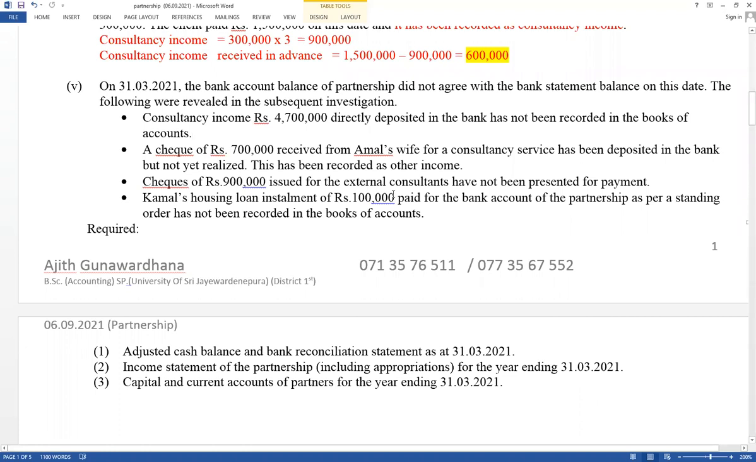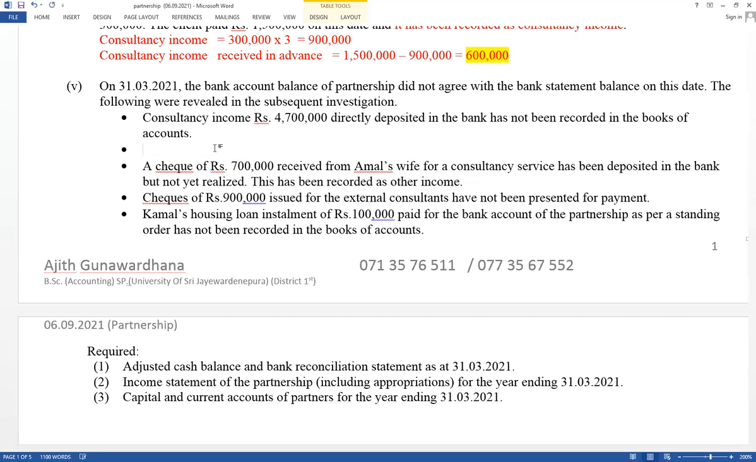Think, unpresented cheques should be included in the statement of reconciliation. All other things can be adjusted in the cash control account. Think first part. Consultancy income: 4,700 directly deposited in the bank has not been recorded in the books of accounts. Cash account debit, consultancy income account credit. Therefore, this one is cash account debit, consultancy income account credit.